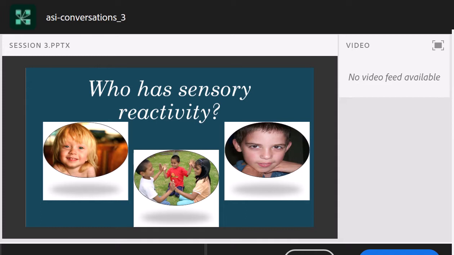And then there's a whole population of kids and adults who have sensory reactivity in isolation from any other diagnosis. In other words, the sensory reactivity is idiopathic. We don't know exactly where it came from or why it's present, but it is here. And I've seen percentages anywhere from about 7 or 8% all the way up to about 16% of individuals across the board being identified as having sensory reactivity.